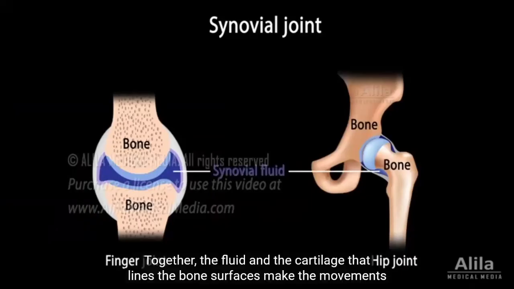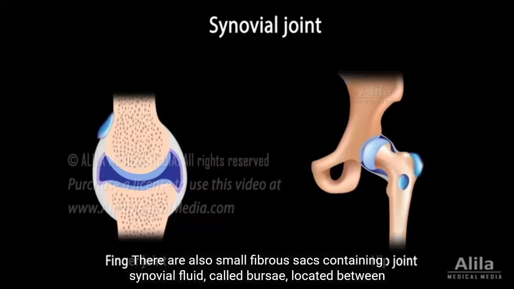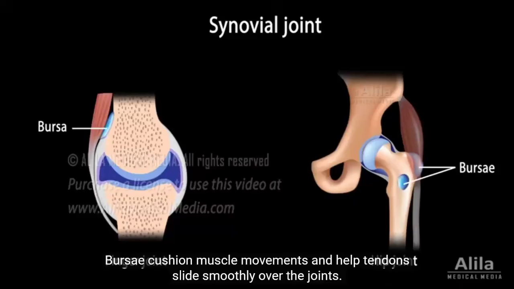Together, the fluid and the cartilage that lines the bone surfaces make the movements at synovial joints almost friction-free. There are also small fibrous sacs containing synovial fluid, called bursae, located between muscles, or between a tendon and a bone. Bursae cushion muscle movements and help tendons slide smoothly over the joints.